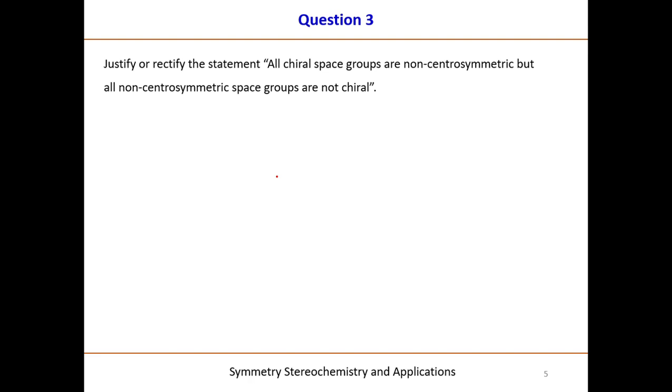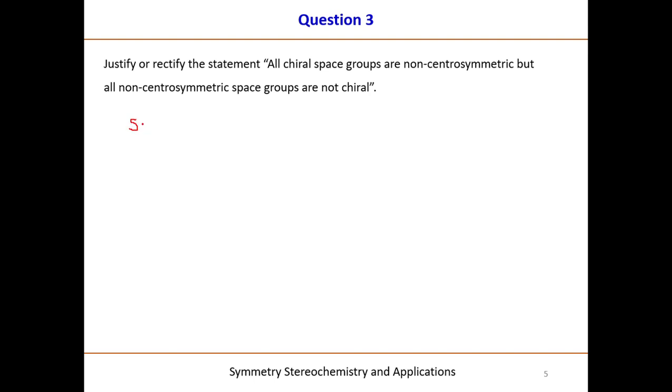So this is the third question. Here they have mentioned: justify or rectify the statement, all chiral space groups are non-centrosymmetric, but all non-centrosymmetric space groups are not chiral. First, you should know what space groups are. Space groups are derived from the point groups of crystallographic symmetry.